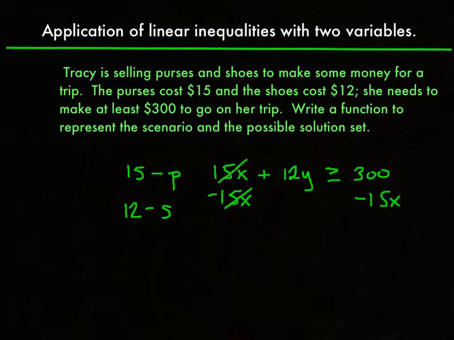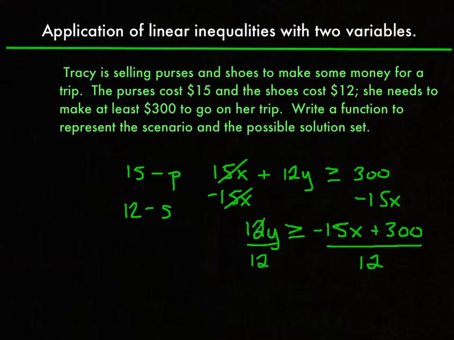This, remember, keeps my inequality balanced. These then cross out, and I have 12y is greater than or equal to negative 15x plus 300. I still have the y attached to this 12, the coefficient. I don't want to know how many 12 shoes there are. I want to know how many shoes specifically are going to be my outcome to make this true for any amount of purses that I sell. So I need to divide by 12. Canceling these out, I then have y greater than or equal to. Now this negative 15x is also going to be divided by 12. I could reduce that to negative 5/4.